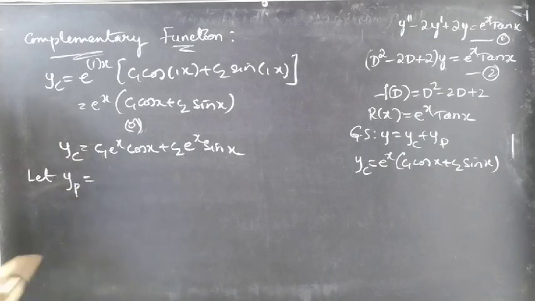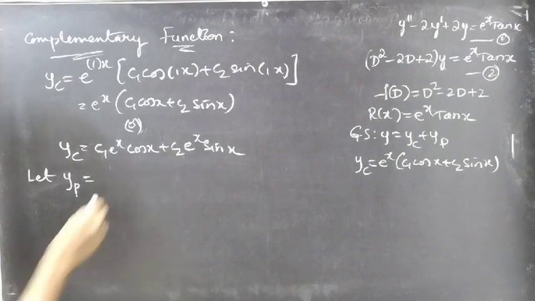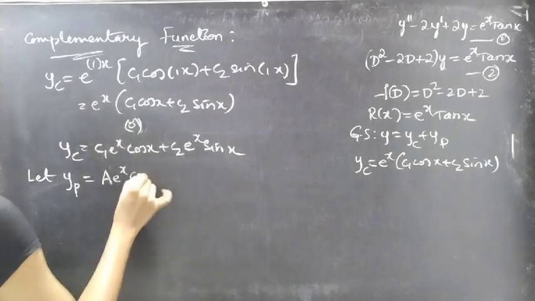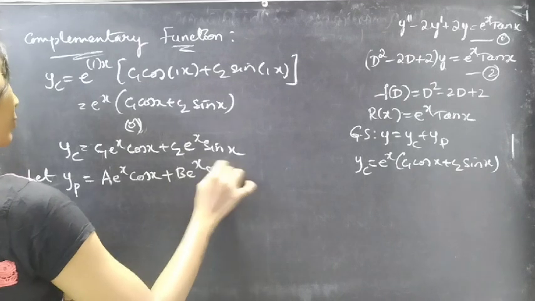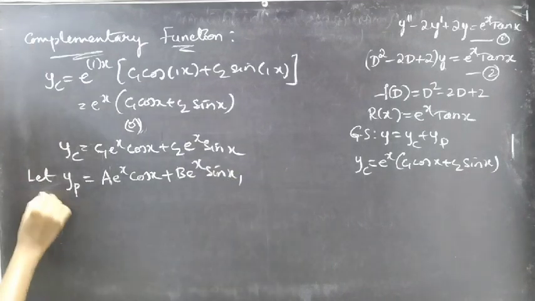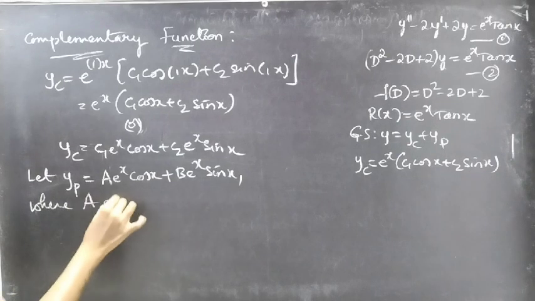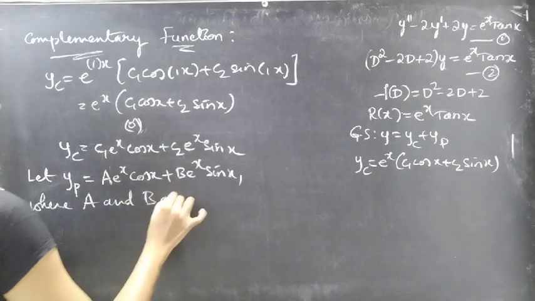Let yp equal to, just replace the constants or parameters with some functions of x, a and b. We'll get a e power x cos x plus b e power x sin x, where a and b are functions of x.